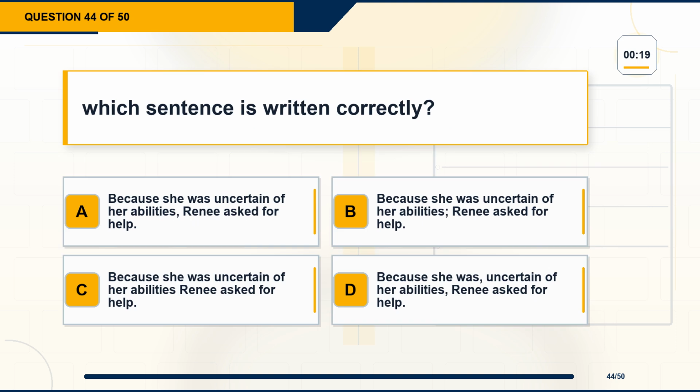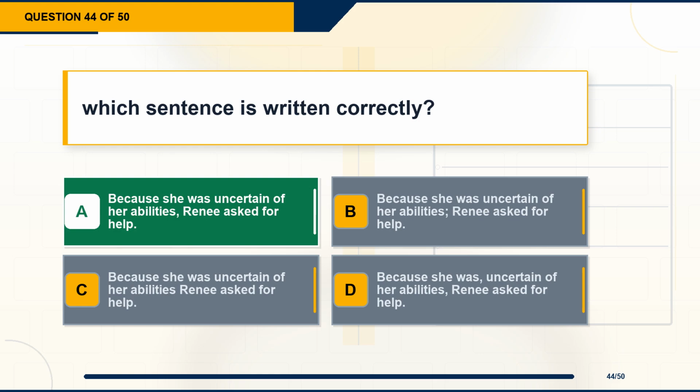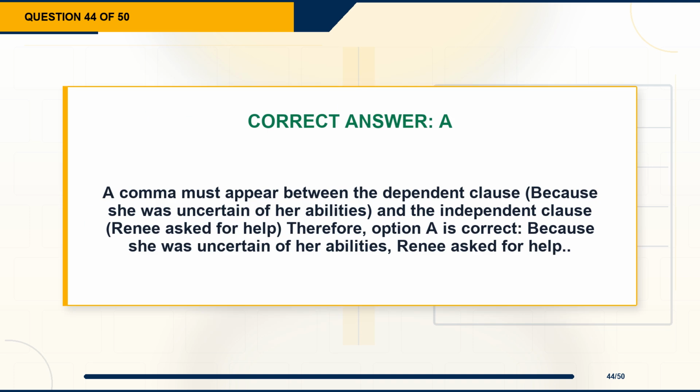Question 44. Which sentence is written correctly? Option A. Because she was uncertain of her abilities, Renee asked for help. Option B. Because she was uncertain of her abilities, Renee asked for help. Option C. Because she was uncertain of her abilities, Renee asked for help. Option D. Because she was uncertain of her abilities, Renee asked for help. The correct answer is option A. Because she was uncertain of her abilities, Renee asked for help. Explanation. A comma must appear between the dependent clause, because she was uncertain of her abilities, and the independent clause, Renee asked for help. Therefore, option A is correct.